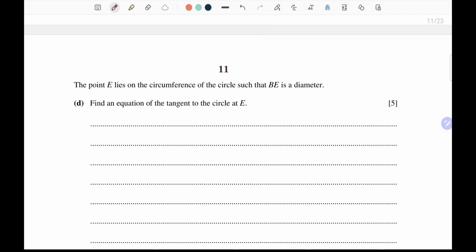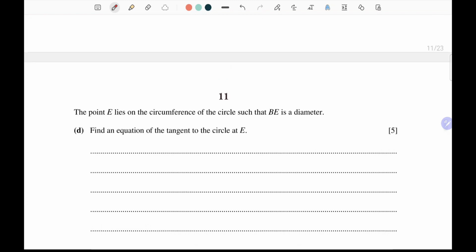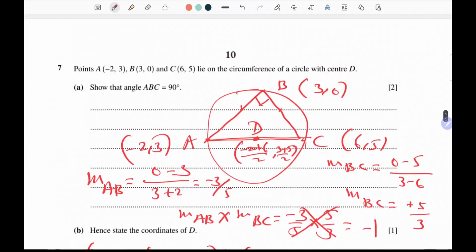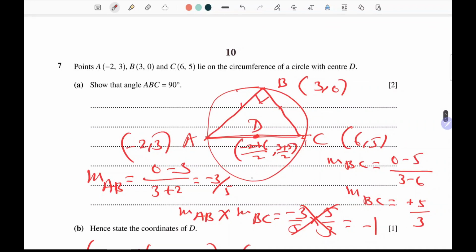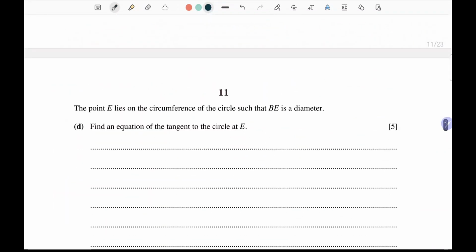Now let's think about D. The point E lies on the circumference of the circle such that BE is a diameter. Where is B? Oh, B is here. So BE is the diameter. So I think E should be here, right? E should be here. So if BE is a diameter, then of course it will pass through the center. Okay, this kind of diagram we will get.